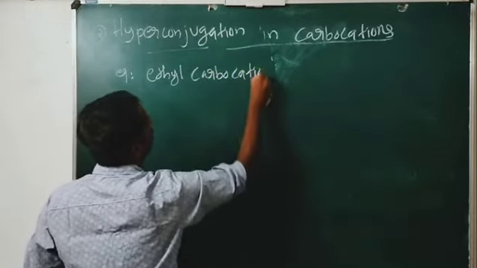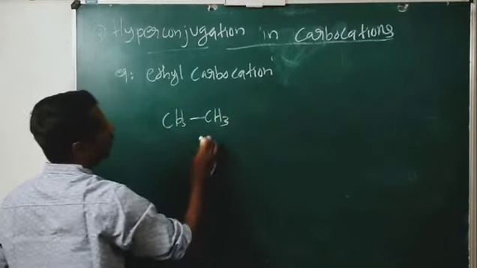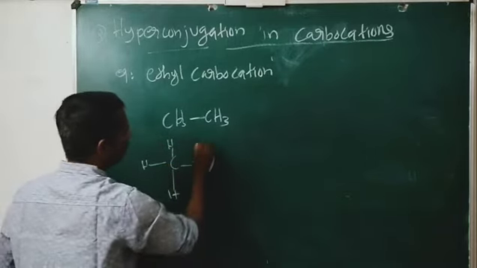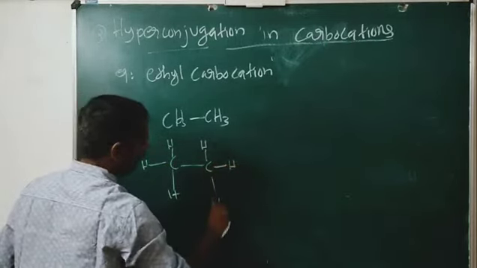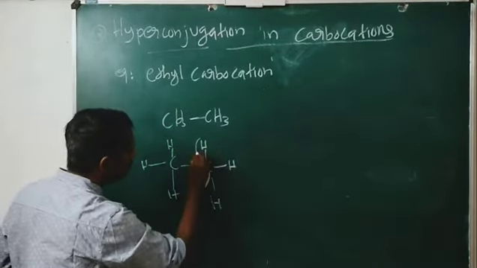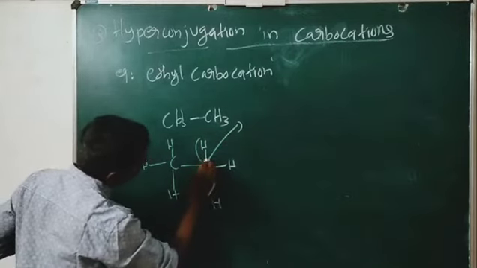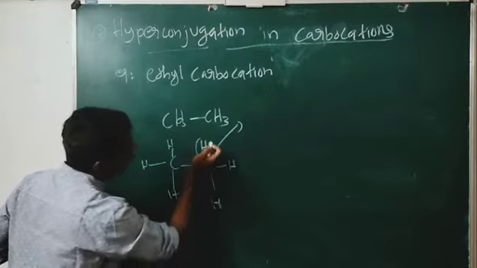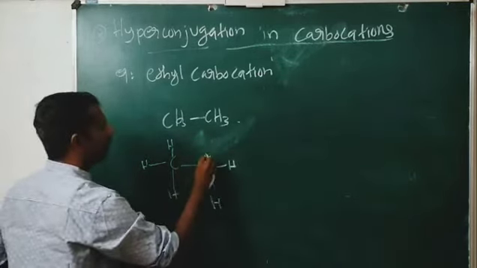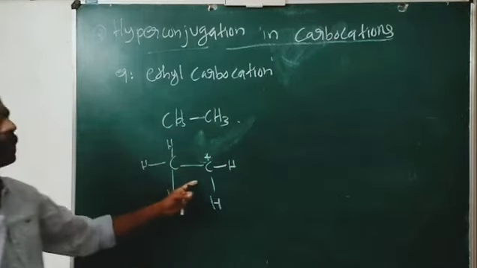What is ethane? The actual structure of ethane is CH3, CH3. In order to form a carbocation, we have to remove a hydrogen by heterolytic bond cleavage. When the hydrogen atom is removed from here, when the bond breaks from carbon, it will get a positive charge. So this is a carbocation. The carbon is having a positive charge. This is the ethyl carbocation.